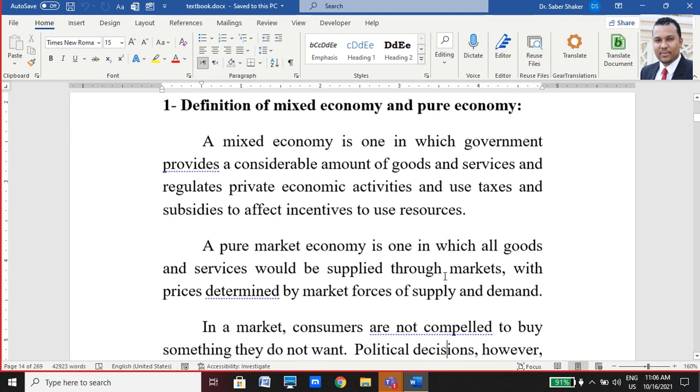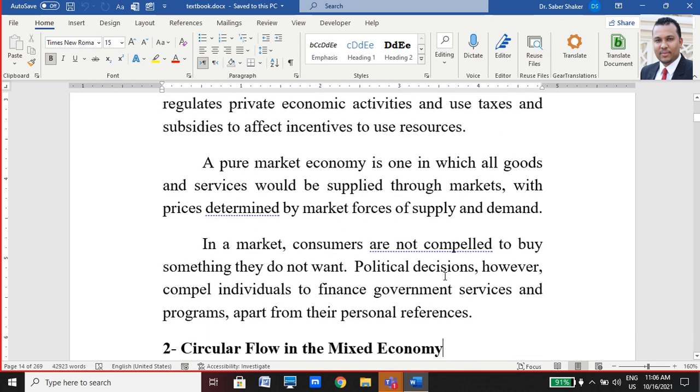What about a pure market economy? In a pure market economy, the key role is for the private sector. So which factor is the effective role for the private sector? The private sector produces and distributes all goods and services based on market power, or supply and demand, to determine the price.